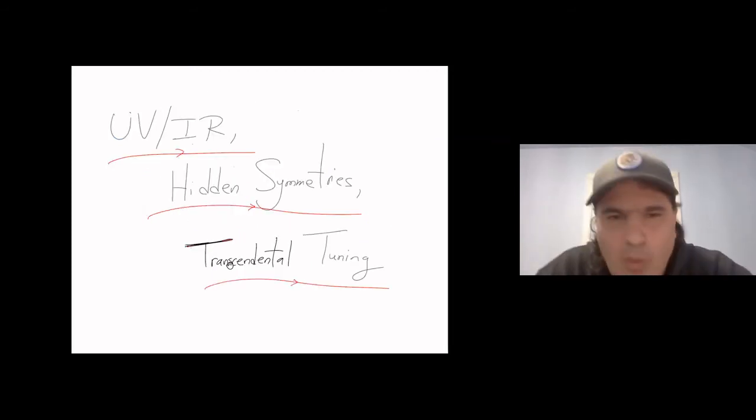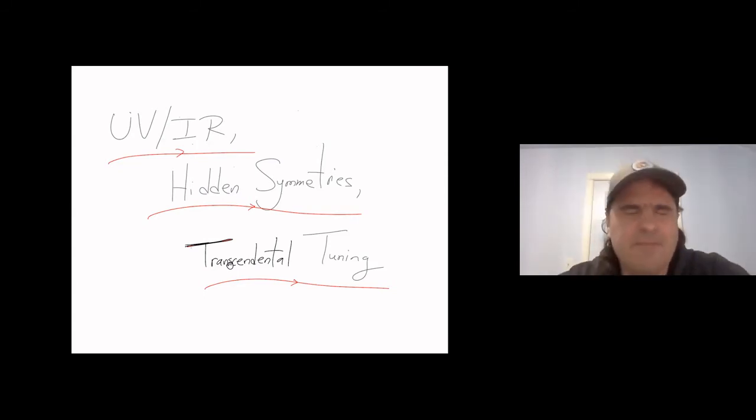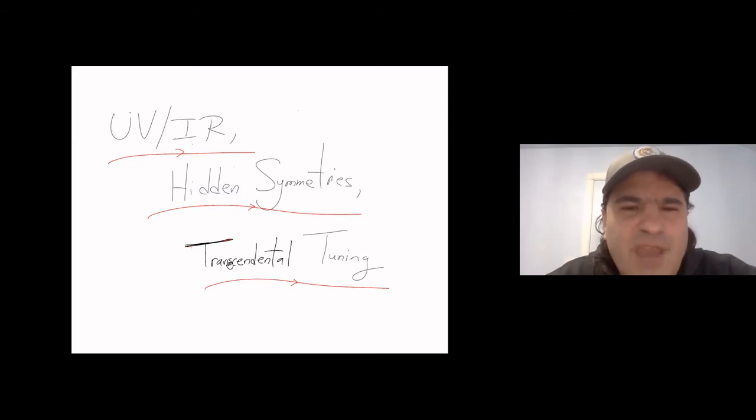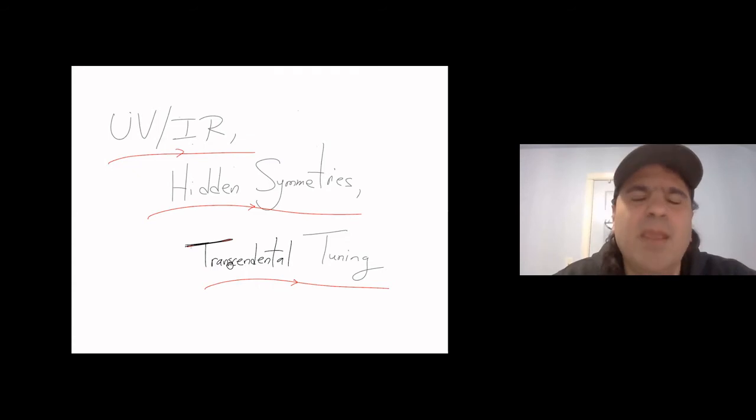Okay, so with that context, I want to make clear that the fact that we've seen the Higgs and nothing else is something dramatic, is something important, and in my view, it's something that likely needs a structural reappraisal of how we think about physics in order to figure out what it's actually telling us about the world. So let me say a few things about this idea of the UV-IR connection, the possibility of hidden symmetries, and what I'm calling transcendental tuning.